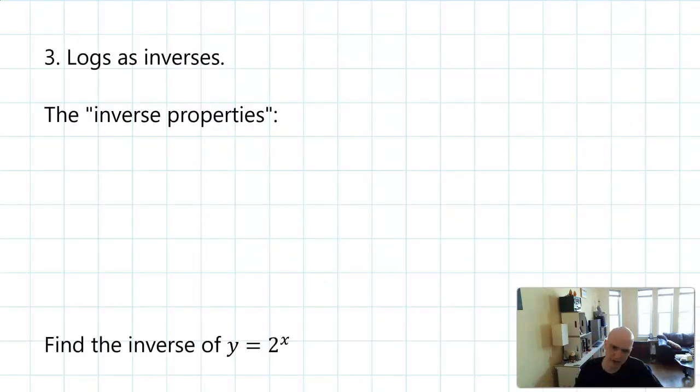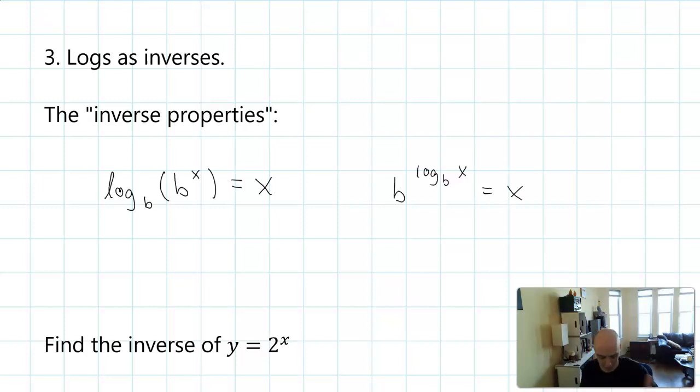So we have been hinting at this idea that logarithms and exponents are inverses of each other, that they undo each other. And we saw this in the last section when we talked about the inverse properties. Those were the properties of logs that looked like this: log base b of b to the x is x, and b to the log base b of x is also equal to x. And we justified those before by just rearranging them into an alternate form.